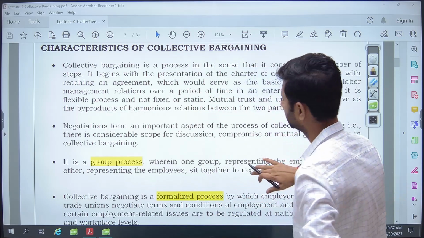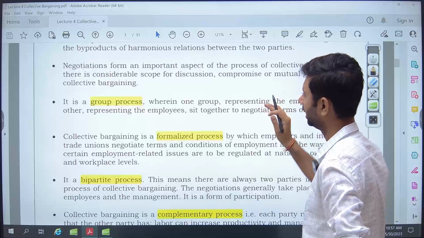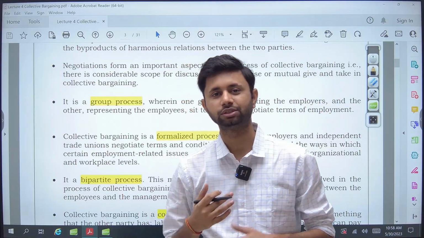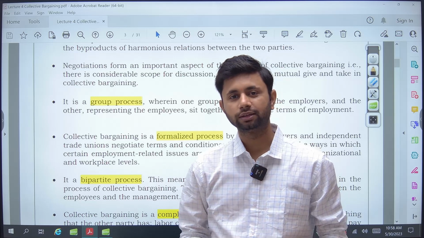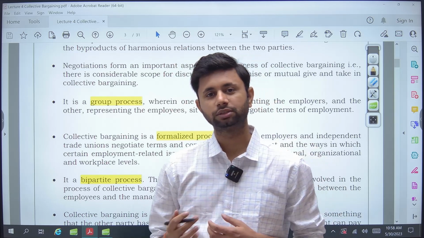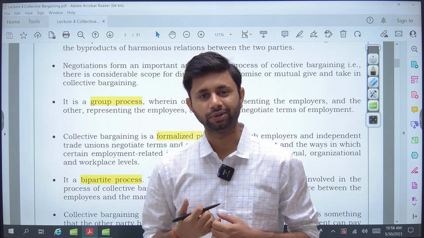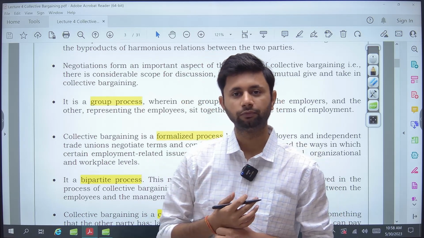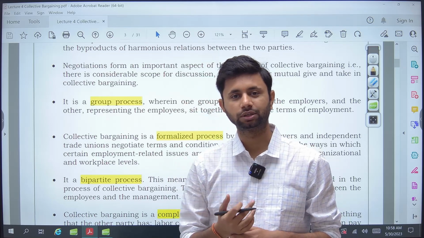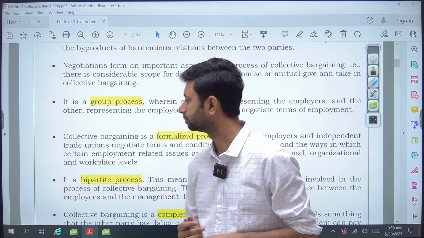Negotiations form an important aspect of the process of collective bargaining. This we've already discussed. Without negotiations, both can't tell their issues, both can't see each other's basic context and pretext from where they are coming, and what the basic goals and ambitions of management or of the workers union are.